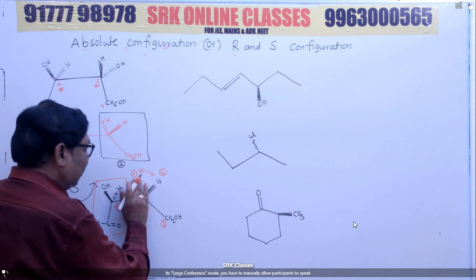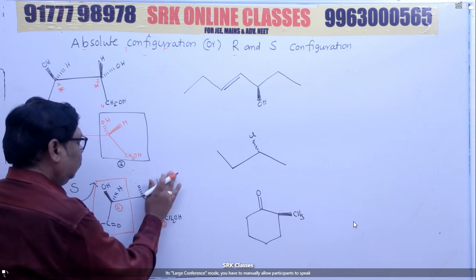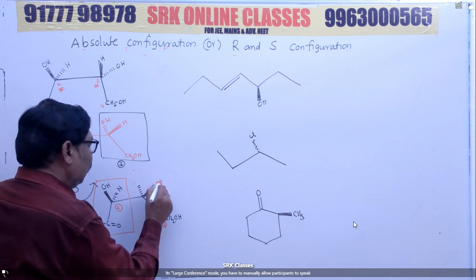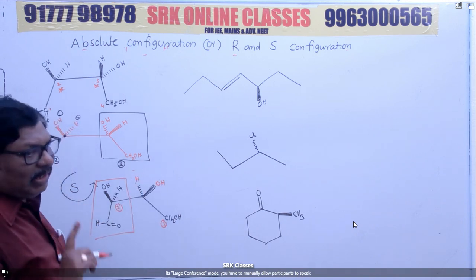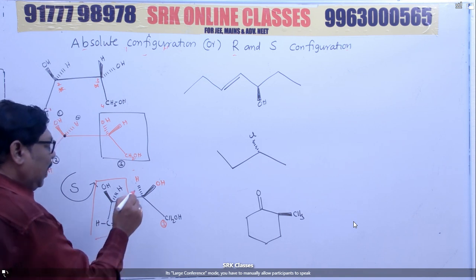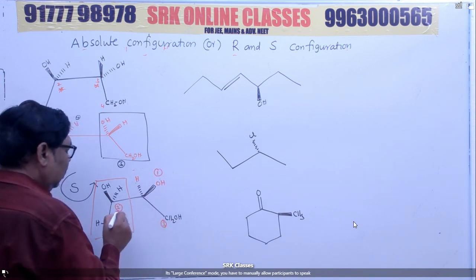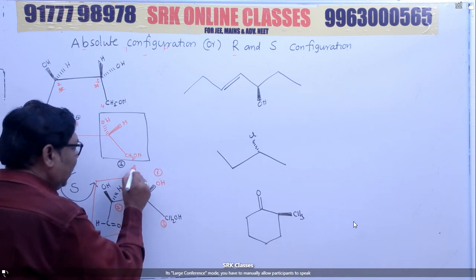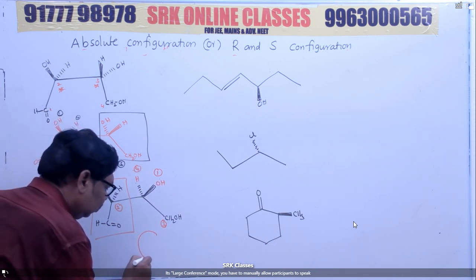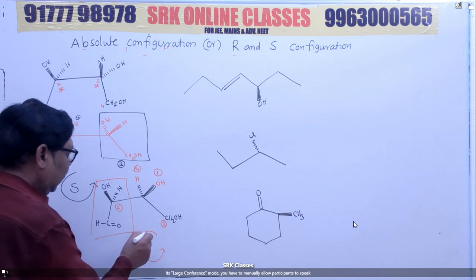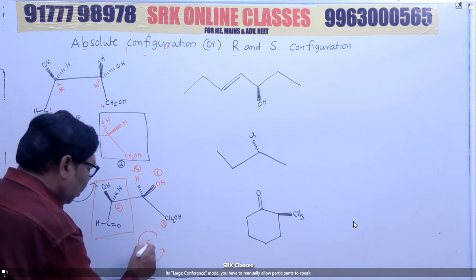Therefore, I am writing the reverse way. Here now it is OH and here H. An odd number of interchanges we have done, that you have to remember. Now the priority will be this is 1, this is 2, this is 3 and 4. Now connect the first 3 priority groups. This is what? Anti-clockwise direction, S.